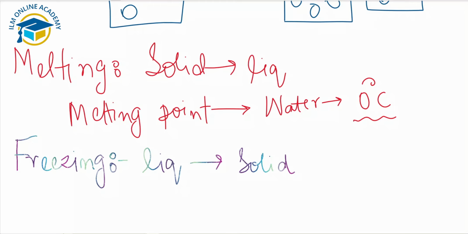For example, water freezes and melts at 0 degrees Celsius, and it requires a significant decrease in temperature or loss of thermal energy from the substance and occurs at a specific temperature. So this is all about the melting and freezing point, and next we'll discuss the boiling point.